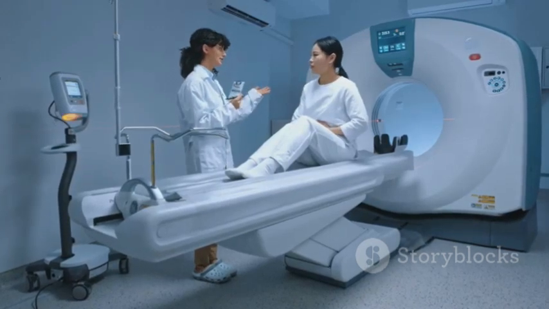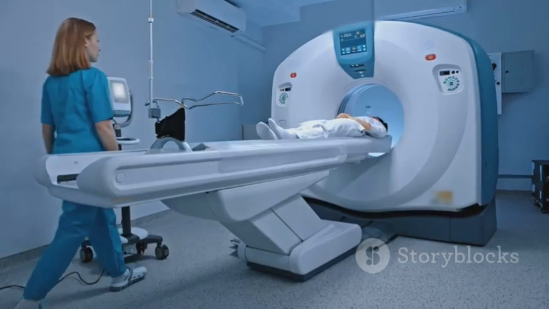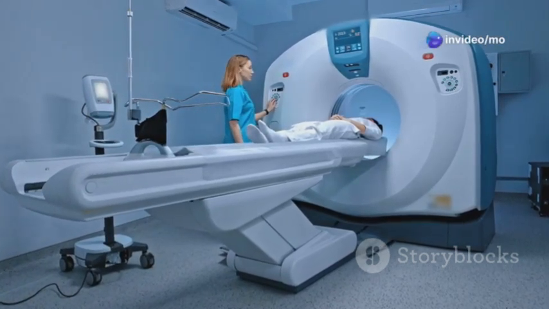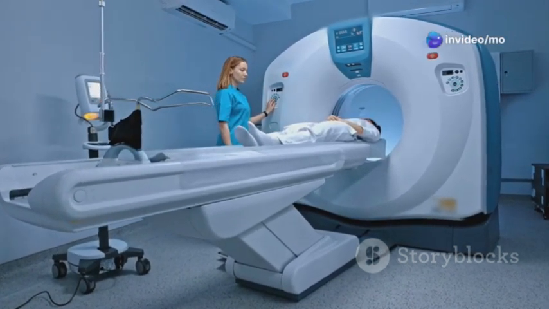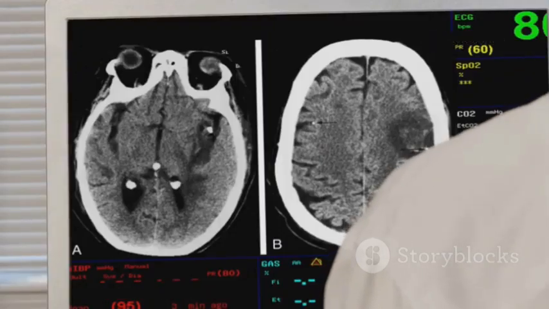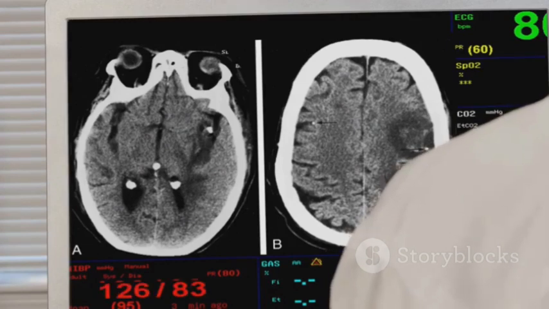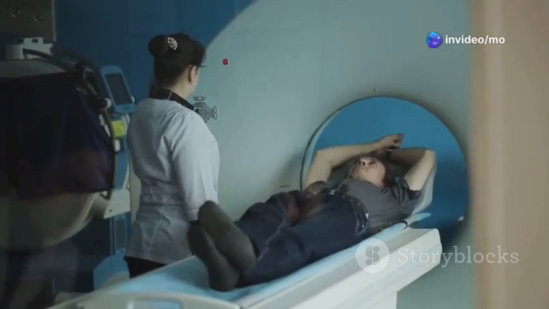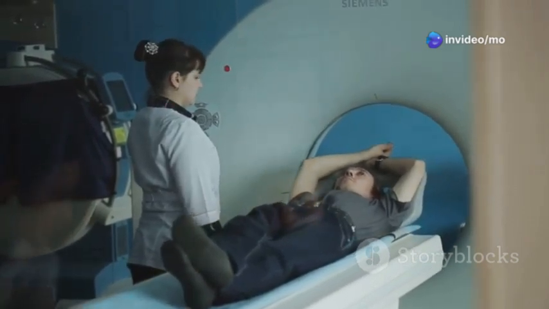blood vessels, or tissues. Contrast agents are substances that absorb X-rays differently than surrounding tissues, making the areas where they are present appear brighter or darker on CT images. This enhanced contrast allows doctors to better differentiate between normal and abnormal structures. Depending on the area being examined, contrast agents can be administered orally, intravenously, or rectally.